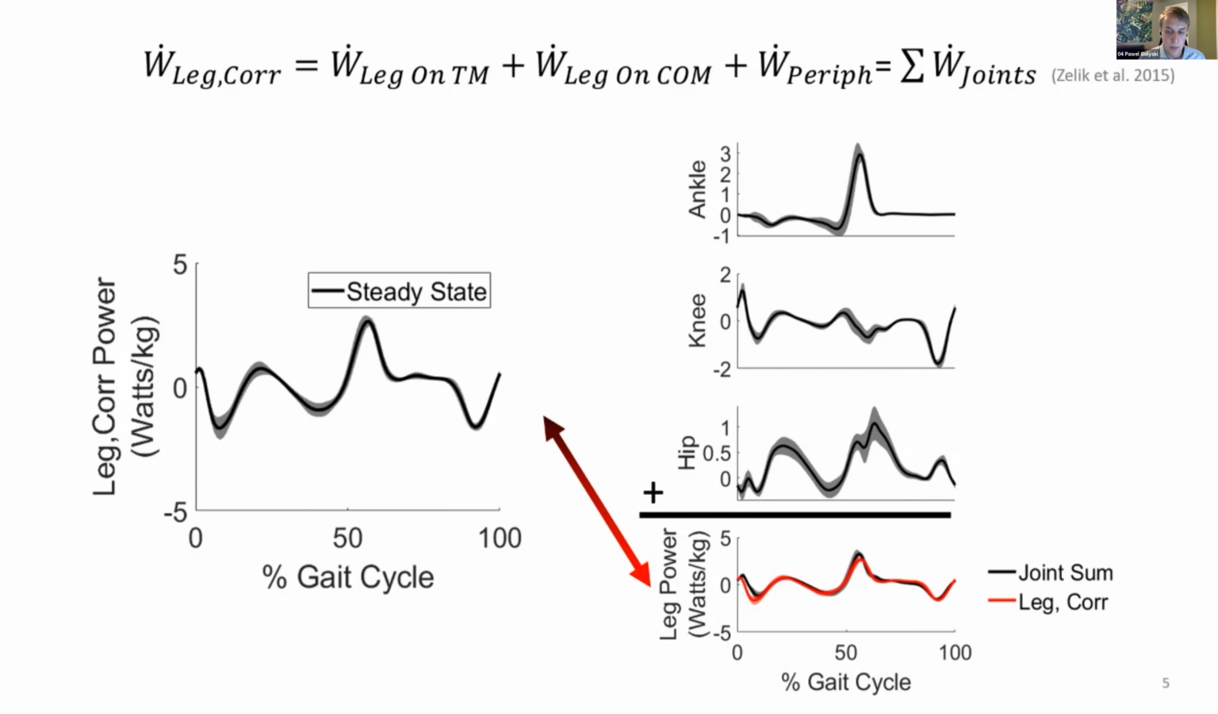This corrected leg power should be approximately equal to the sum of the ankle, knee, and hip powers calculated from inverse dynamics, which we can see was the case in our unperturbed trials if we compare the joint sum in black with the corrected leg power now shown in red.